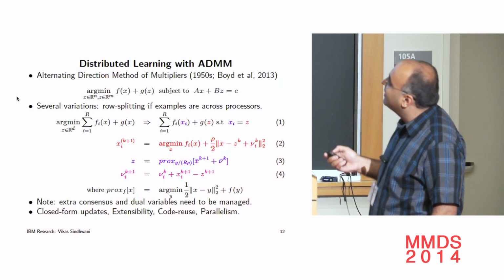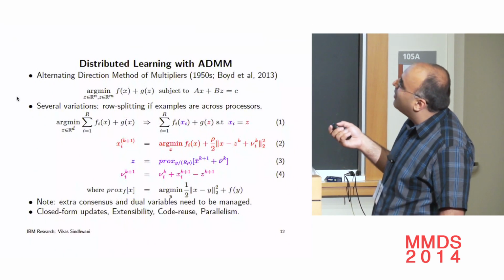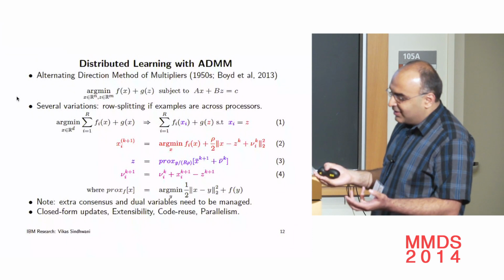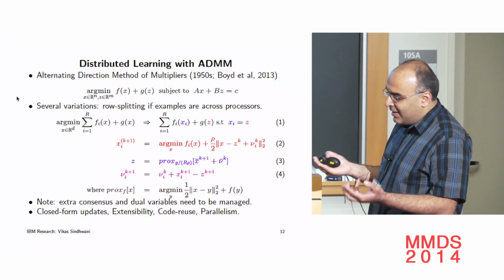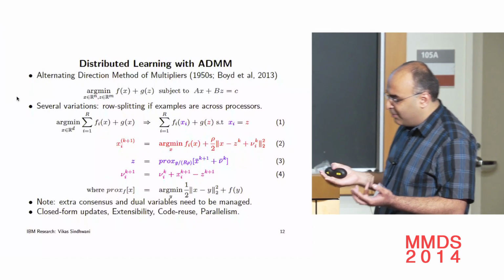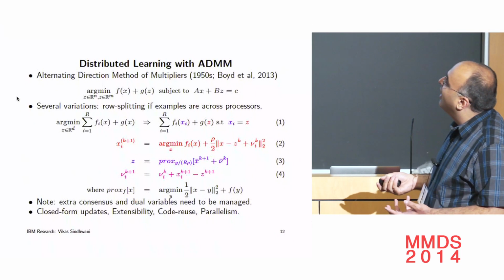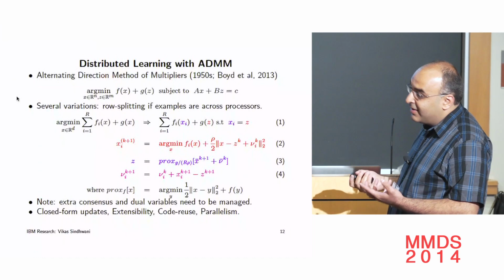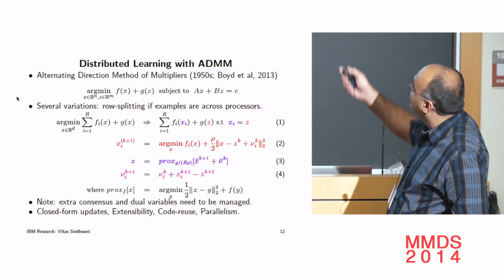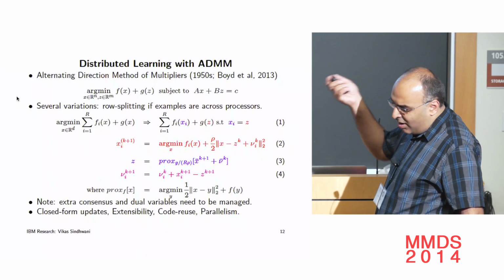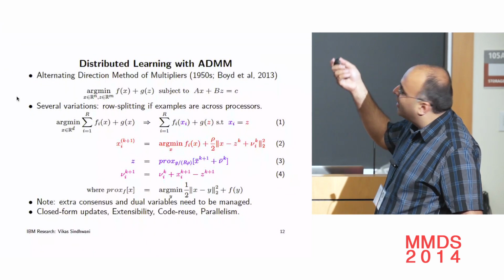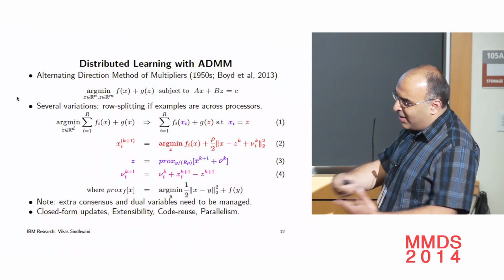This method is designed to solve optimization problems where the objective function has two components, f and g, and the variables involving these components are separate. They're only related via a linear constraint, Ax plus Bz is equal to c. So what you do is you construct an augmented Lagrangian, and then you do some block coordinate descent on x and z, followed by a dual update.